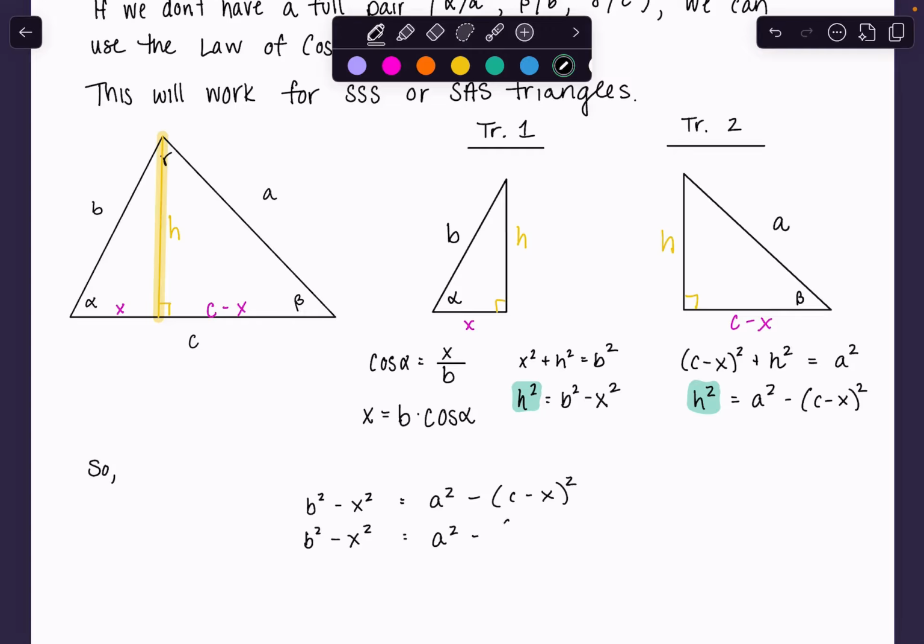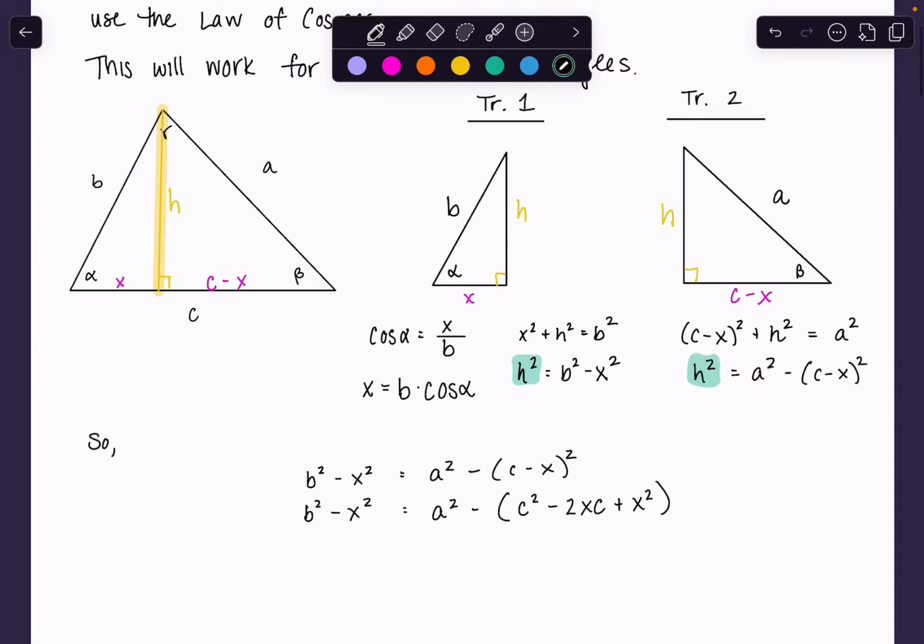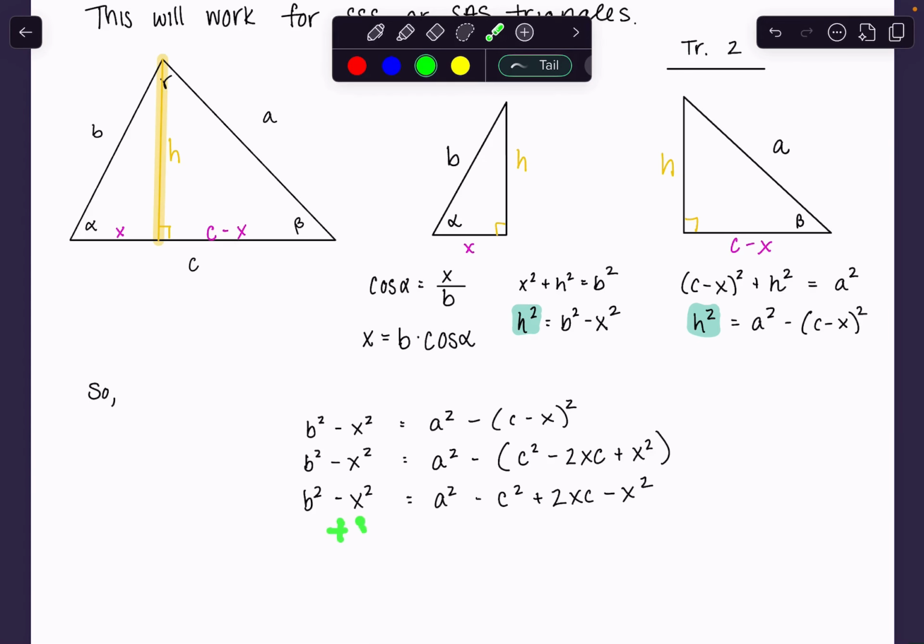So over here, we're going to FOIL this out. If we FOIL that out, we get c squared minus 2xc plus x squared. Then distributing that minus sign gives us a squared minus c squared plus 2xc minus x squared. And that actually turns into a plus because I forgot to distribute that minus to everything. Now, if I add the x squared, something nice happens. Those two cancel each other out. So that tells us b squared is equal to a squared minus c squared plus 2xc.